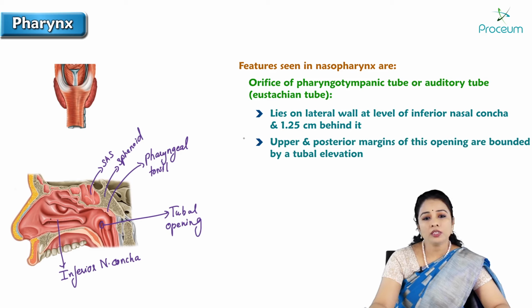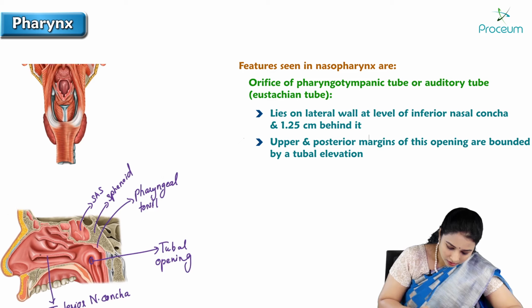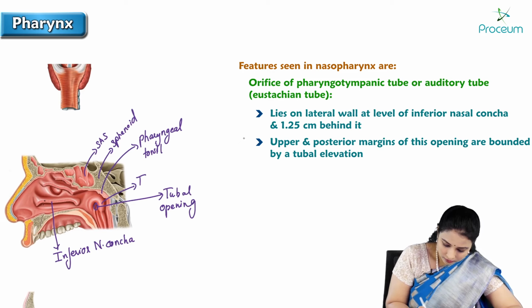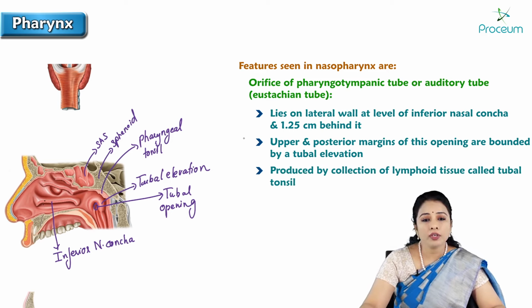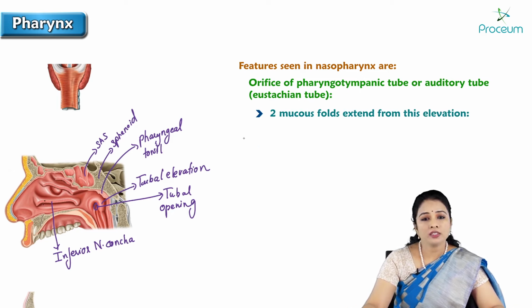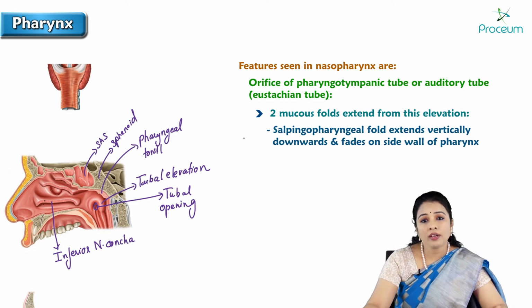The upper and the posterior margins of this opening are bounded by an elevation called the tubal elevation. So you can see an elevation around it. Tubal elevation is produced by the collection of lymphoid tissue called tubal tonsil. Tubal mucous folds extend from this elevation. Next important feature is the salpingopharyngeal fold, which extends vertically downwards and fades into the wall of the pharynx.